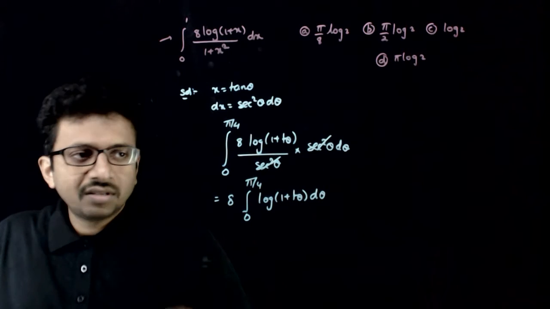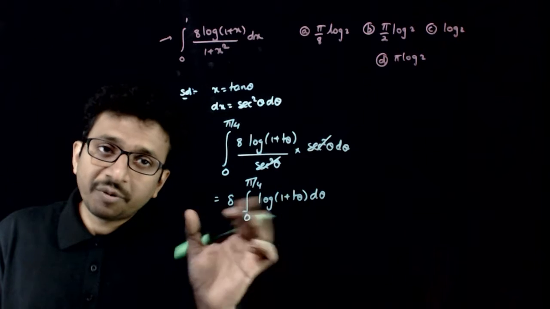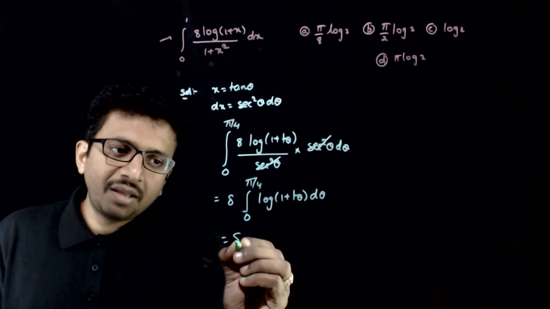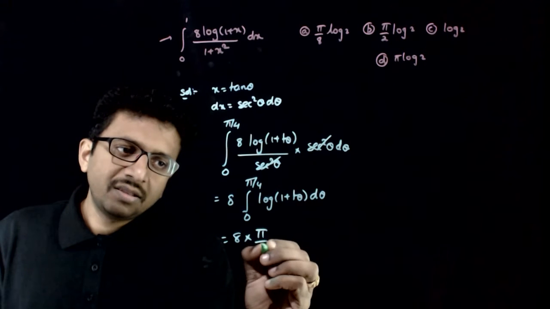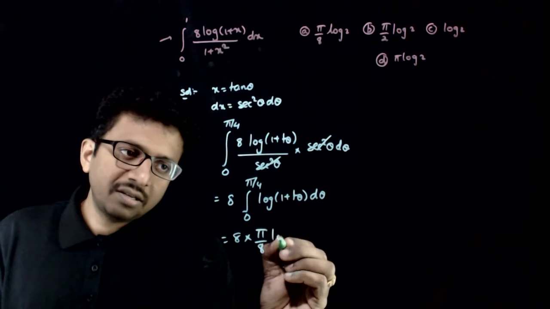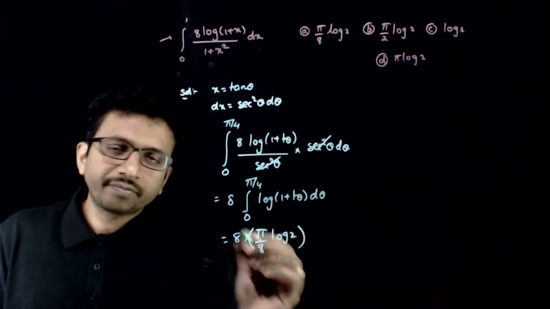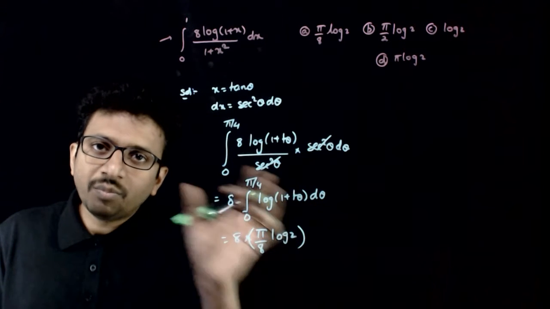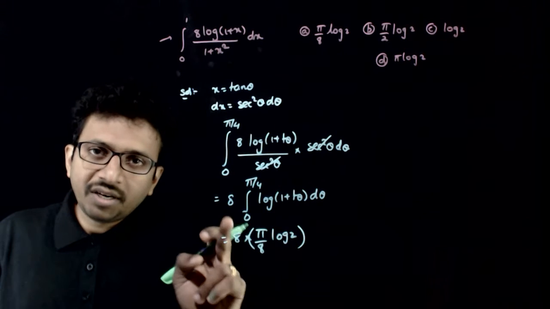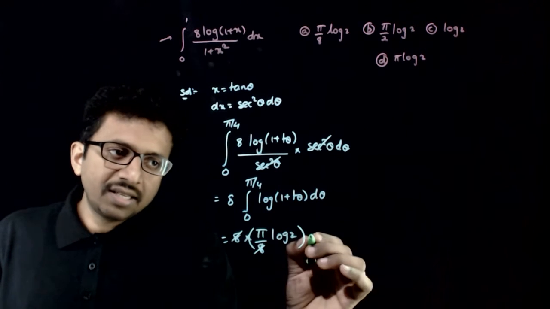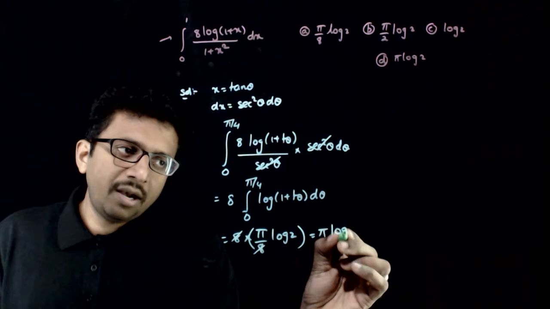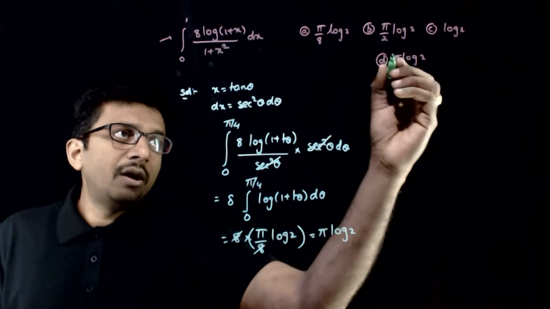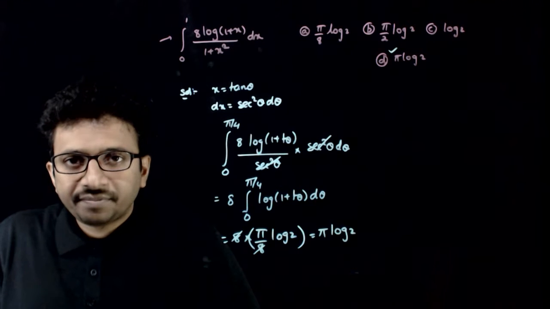That is equal to 8 times the integral from 0 to π/4 of log(1 + tan θ) dθ. Again, this is a very standard integral which you need to remember. The integral from 0 to π/4 of log(1 + tan θ) dθ has the value π/8 log 2. This is a very standard formula. You can find this derivation in any board level book on integration. So 8 and 8 get cancelled. That is equal to π log 2. So option D is the right answer.